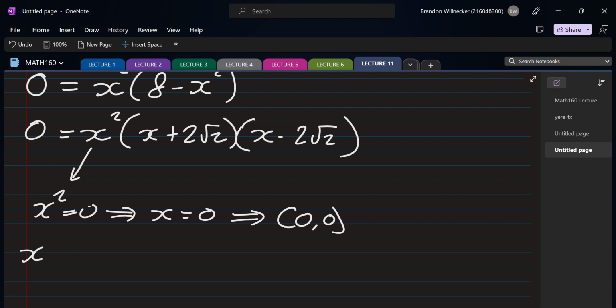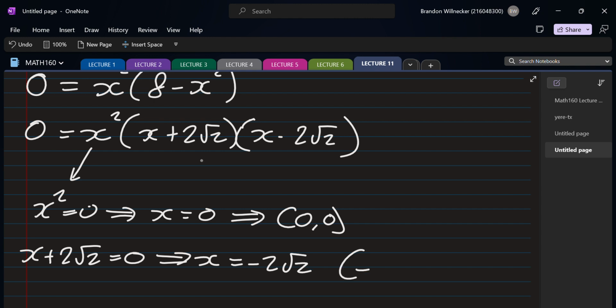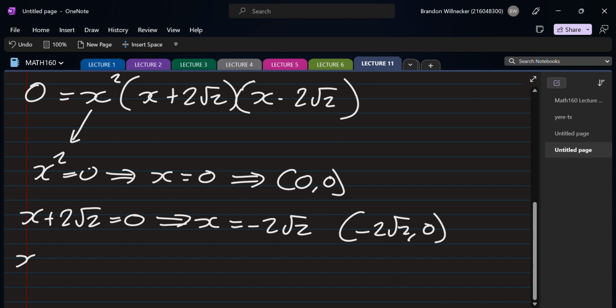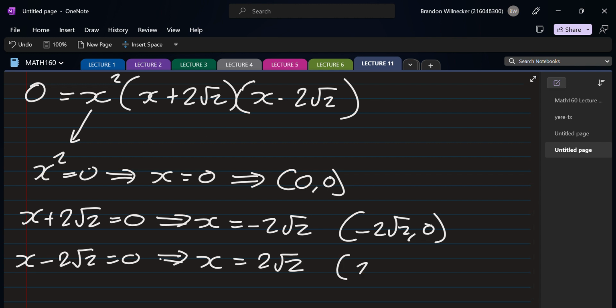We can look at the next one. x plus 2 root 2 equals 0, so x equals minus 2 root 2. That is another intercept. Last one, x minus 2 root 2 equals 0, so x equals 2 root 2. So we have 2 root 2 and 0. Now we have 3 intercepts to worry about.